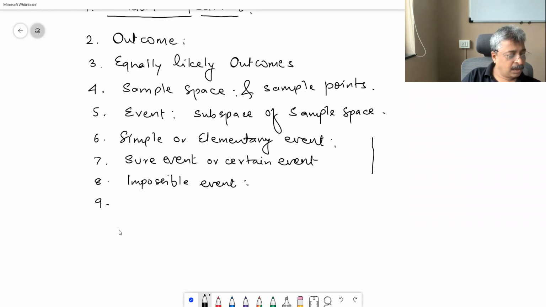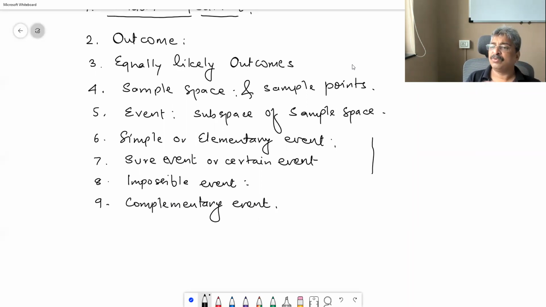9. Complementary event. Let A be an event in the sample space S, then A is a subset of S. Consider S minus A, which is also a subset of S and is called the complementary event. So whichever points are remaining, that is the complementary event.